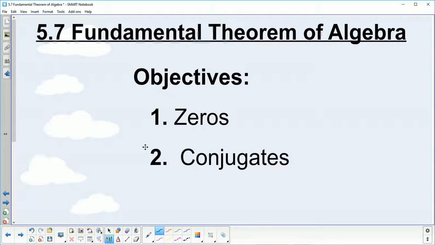And that is it for this lesson. The biggest thing to remember is that the fundamental theorem of algebra tells you how many zeros there are, which can lead us to x-intercepts and also to factors, and that some of those zeros, if they are imaginary or irrational, are always going to exist in conjugate pairs.